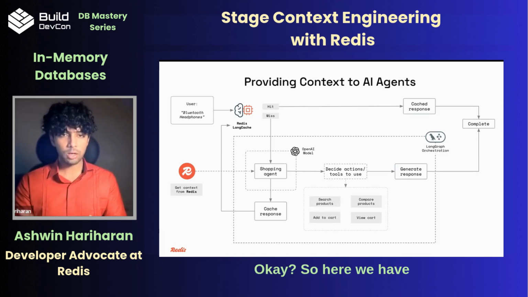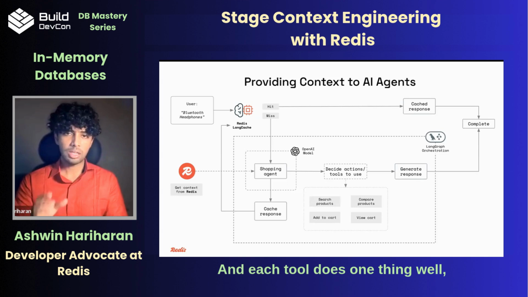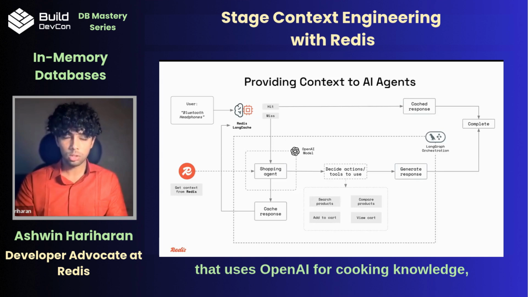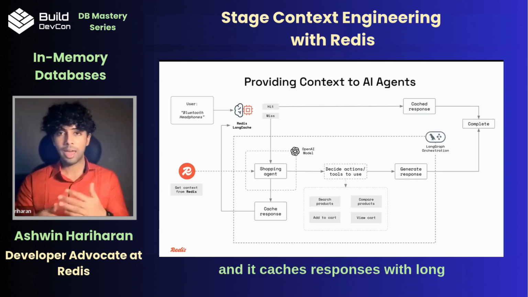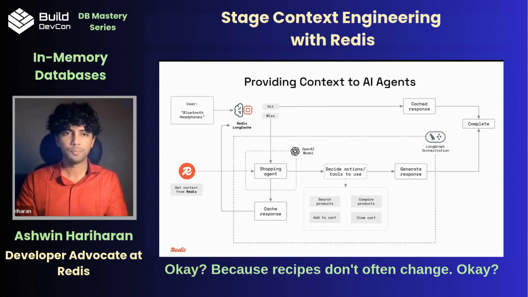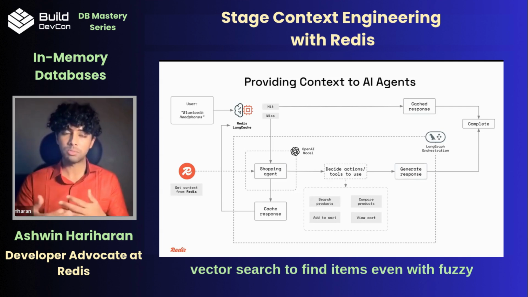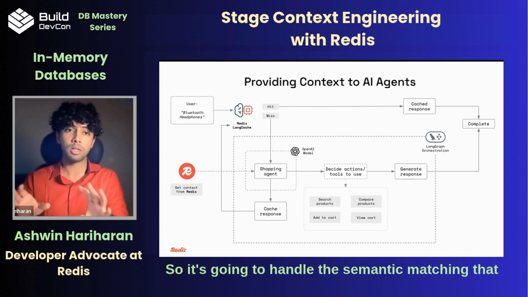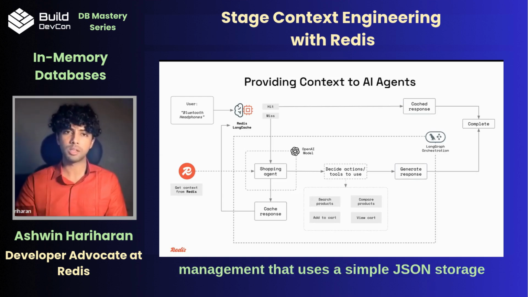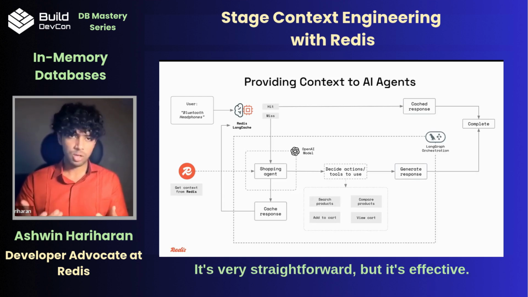Okay, so here we have very specific tools available for our AI agent, and each tool does one thing well, and they all coordinate using LangGraph. There is a direct answer tool that uses OpenAI for cooking knowledge, and it caches responses with long TTL values because recipes don't often change, okay? Product search is a different tool that uses Redis vector search to find items even with fuzzy descriptions. So it's going to handle the semantic matching that we just saw in the demo. And then our agent also has access to cart management that uses simple JSON storage in Redis for session-based shopping. It's very straightforward, but it's effective.